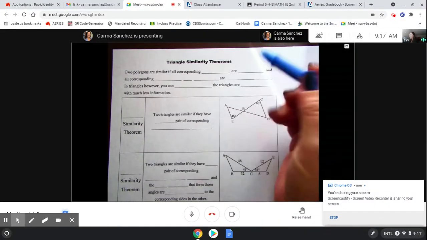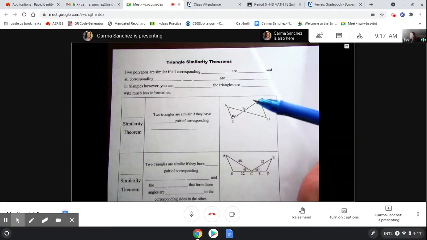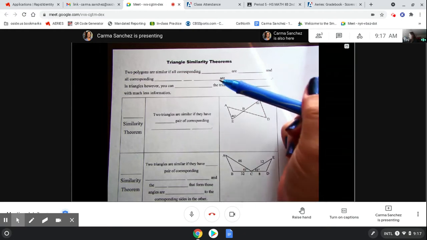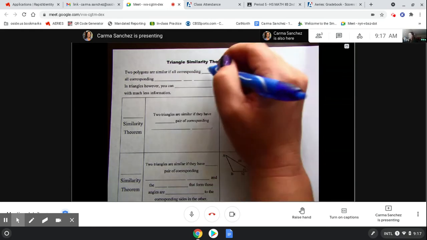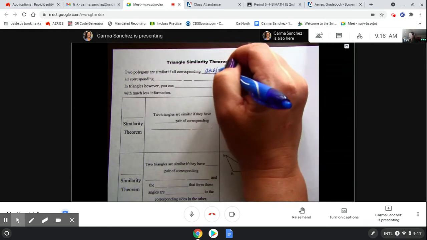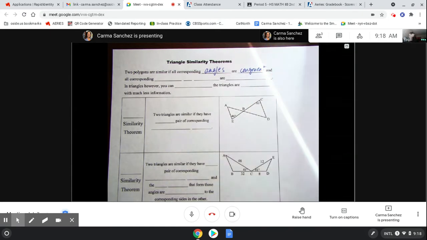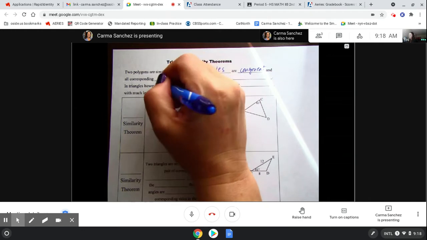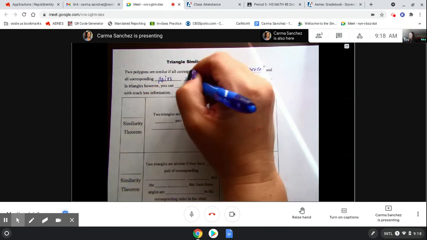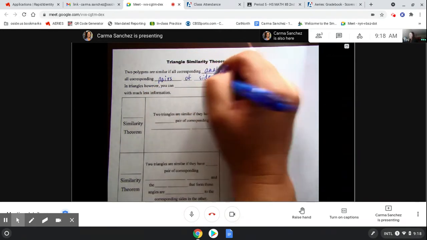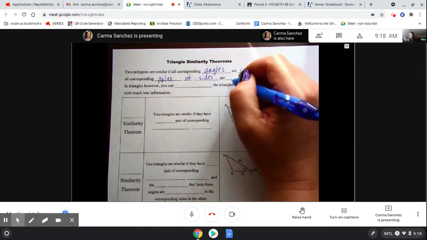Okay, we've been talking about congruency. Now we're going to start talking about triangle similarity. Let's look at what makes two triangles similar. So if two polygons are similar, all the corresponding angles are congruent and all corresponding pairs of sides are proportional.